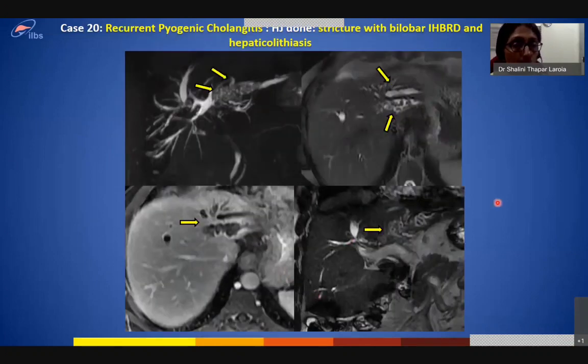What is the treatment of choice? Hepaticojejunostomy is performed for these patients, and which is why the duct is removed. These are dilated ducts. So this is another similar patient. Here, only the left system has hepaticolithiasis.